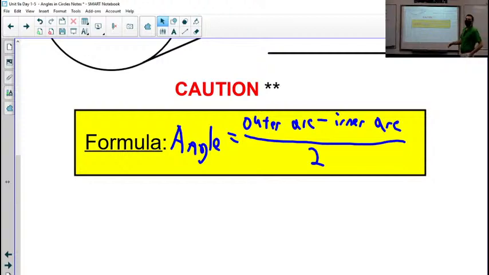So when we had the angles inside the circle, we added and divided by 2. Now that the angle is outside of the circle, we're going to subtract and divide by 2. The outer arc comes first because the outer arc is the bigger number. So then it subtracts the smaller number and it gives a positive angle measure.